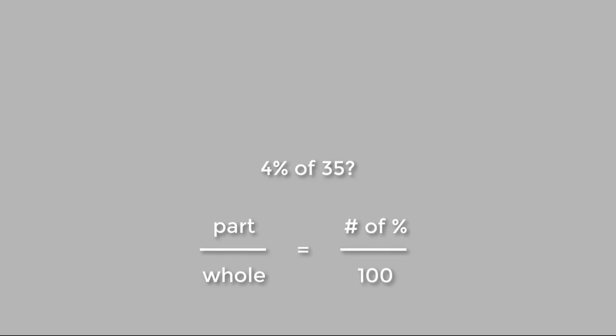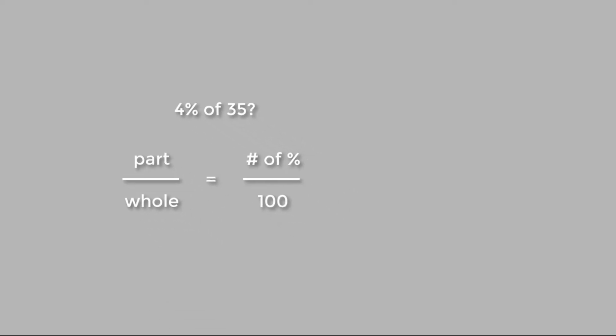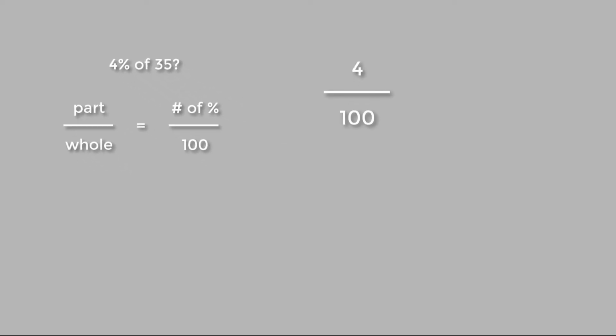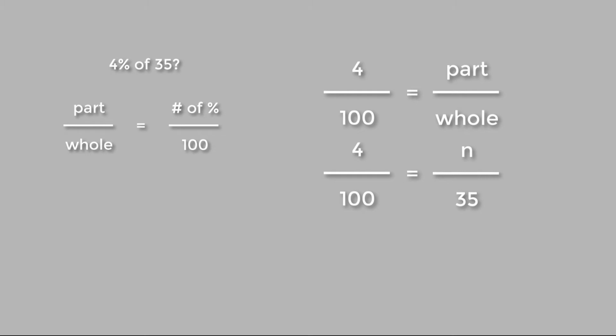So we have the number of percent out of 100, that's going to be 4 out of 100 equals the part out of the whole. So that equals 4% of 35, 4 out of 100 equals n out of 35, because we're looking for what part of 35 is 4 out of 100. And now we can cross multiply.